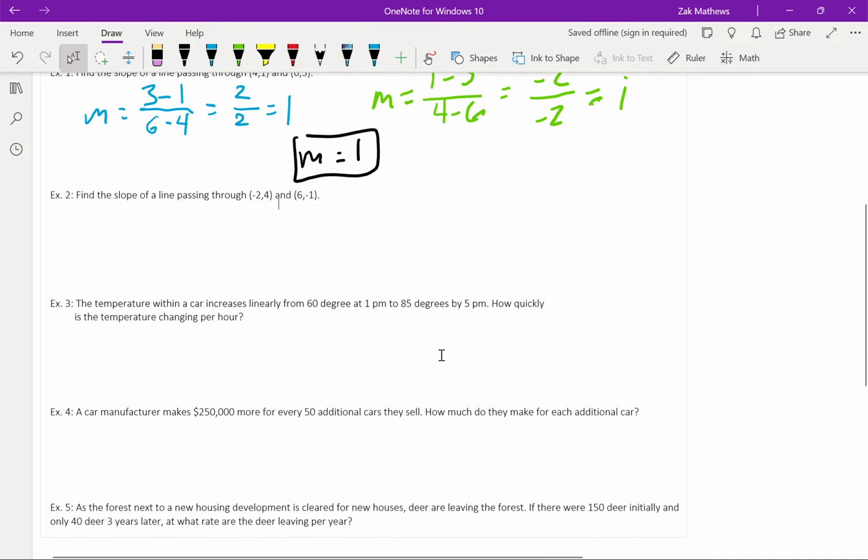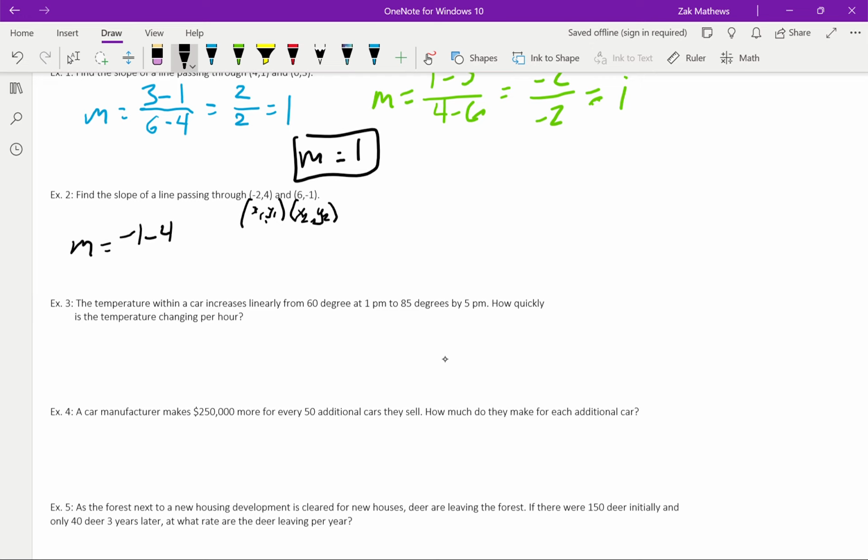Let's take a look at another example. Let's find the slope of a line passing through (-2, 4) and (6, -1). I'm just going to do this one once, so I'm going to call this first point x1, y1, and this next one x2, y2. You don't need to write down which ones are which, you just need to keep it in your head, but I don't think it hurts to write it down either. So our slope will be equal to, the y2 is a negative 1, the y1 is the 4, so negative 1 minus 4. The x2 is 6, I subtract the x1, which was negative 2.